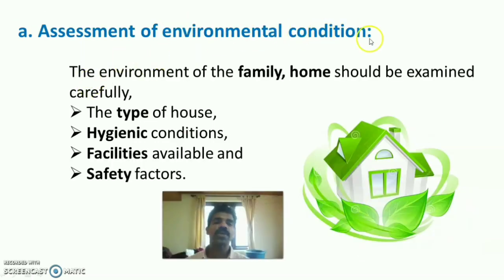First is assessment of environmental condition of the family. The environment of the family home should be examined carefully by the community health nurse. That is type of house. Which type of house does the family belong to? Pakka house, kacha house, tiled, terraced, etc. Then hygienic condition inside and outside the house. Then facilities available inside the house, then outside. Then safety measures or safety factors that they follow in the family. All come under assessment of environmental condition. That is inside and outside the home, type of the house, hygienic or sanitary measures, facilities available for healthy living practice, and safety measures for the protection and promotion of the health of the family members.